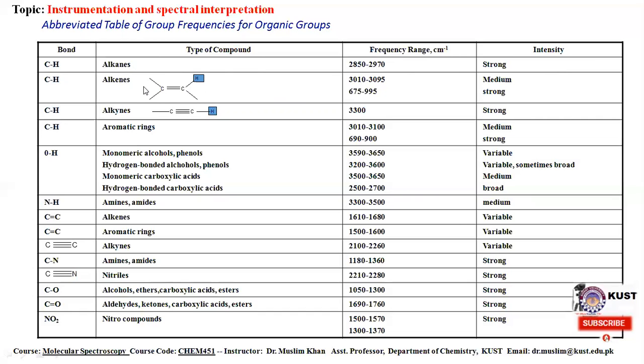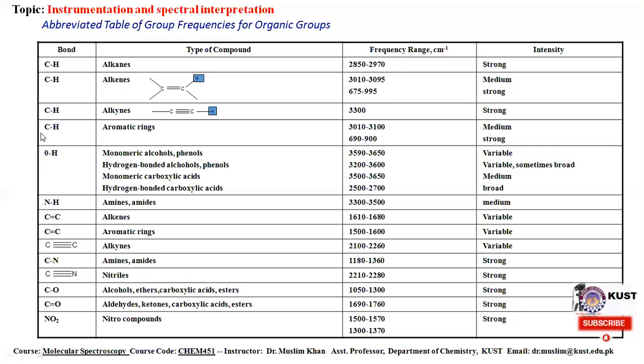If there is any double bond, the vibration of this carbon and hydrogen is different than alkane, because here a double bond is attached. So the absorption range of alkene is from 3010 to 3095. It means this is medium and also strong. And the absorption range for the triple bond alkyne, for this hydrogen, is 3300, which is quite strong.